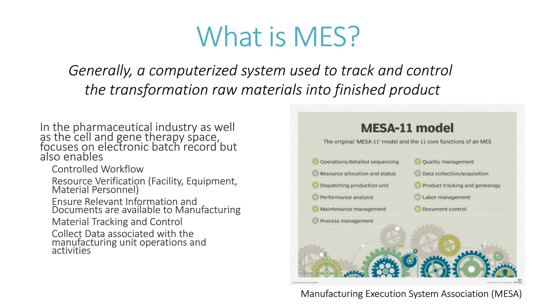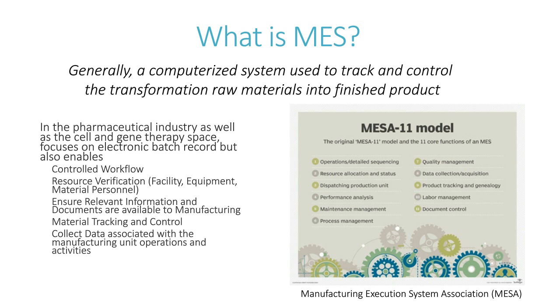So I'll just start out with the most basic thing. What is an MES, right? It's typically a computer system that's been used to track and control transformation of raw materials into finished product. MES, the manufacturing execution systems, have been with us probably for, I don't know, maybe 50 to 60 years in different industries. However, in the pharmaceutical industry, it's been around probably a little less, but still significant, as well as the beginning of cell and gene therapy space. In these applications, we're mostly focused on electronic batch record, and we'll get into that a little bit more.